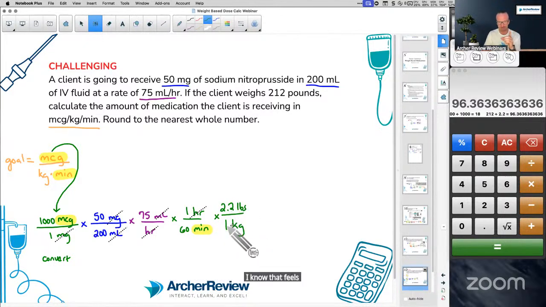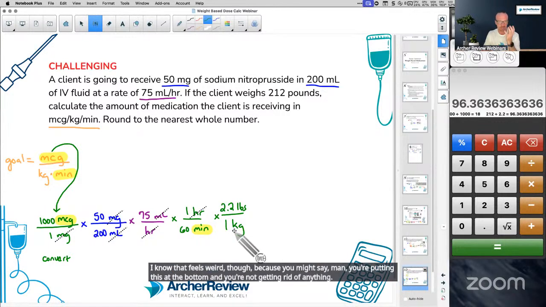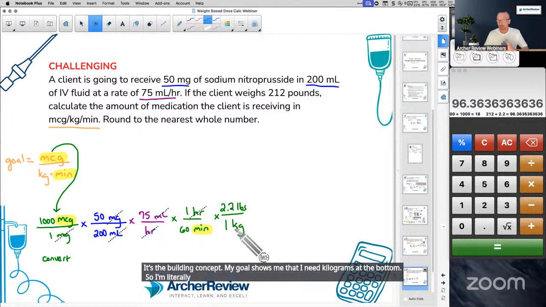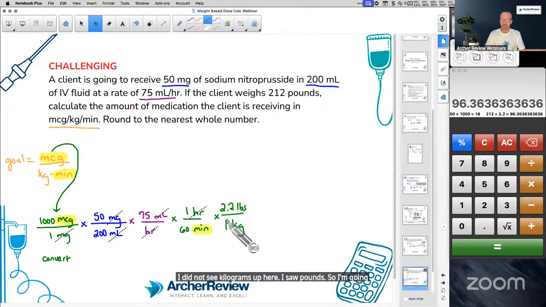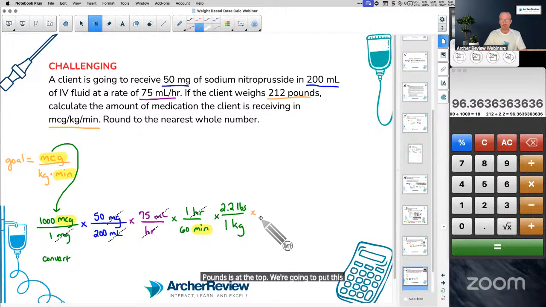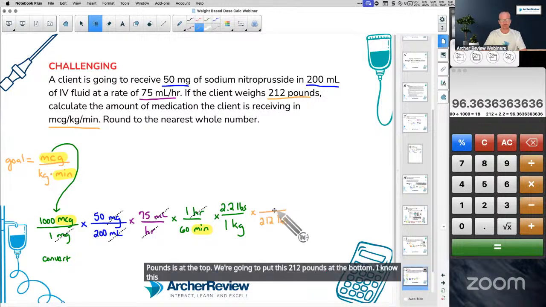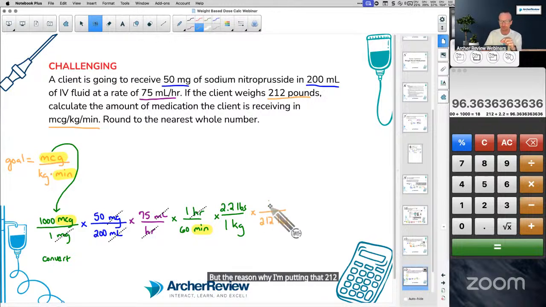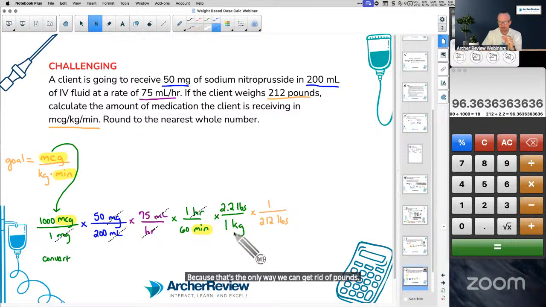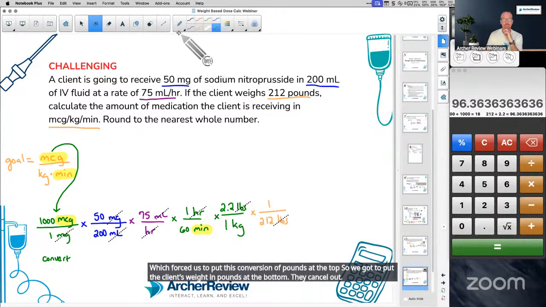I know that feels weird though, because you might say, man, you're putting this at the bottom and you're not getting rid of anything. It's the building concept. My goal shows me that I need kilograms at the bottom. So I'm literally writing the word kilograms at the bottom of a fraction. I did not see kilograms up here. I saw pounds. So I'm going to use that conversion and look at where pounds is at. Pounds is at the top. We're going to put this 212 pounds at the bottom. I know this feels weird, but the reason why I'm putting that 212 pounds at the bottom, one client at the top, is because that's the only way we can get rid of pounds. We stuck the kilogram at the bottom because that's where we need it, which forced us to put this conversion of pounds at the top. So we got to put the client's weight in pounds at the bottom. They cancel out.